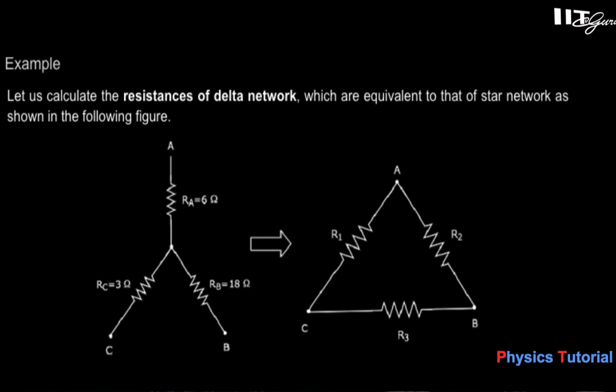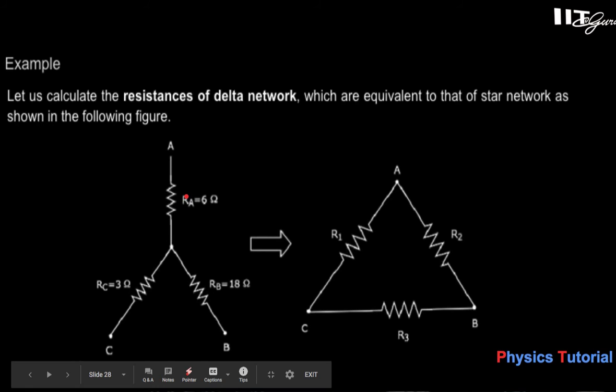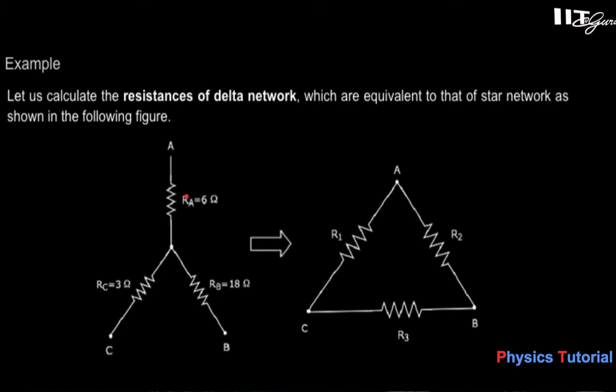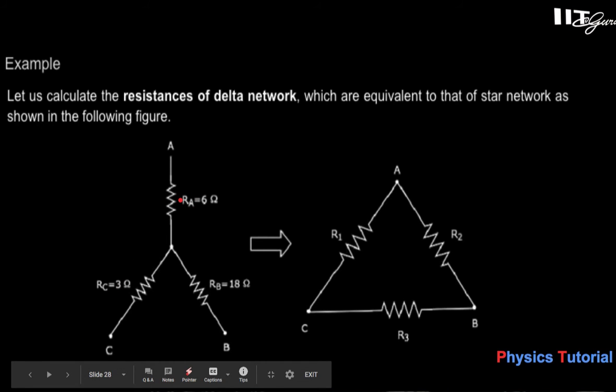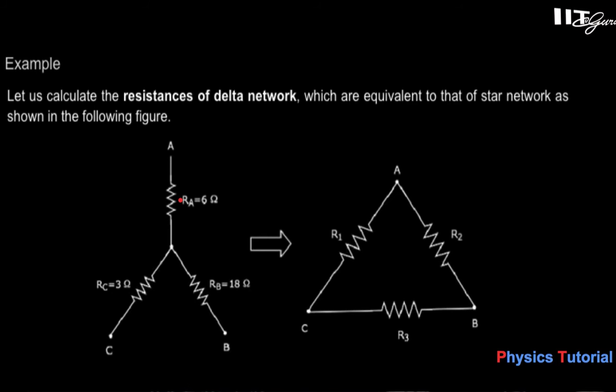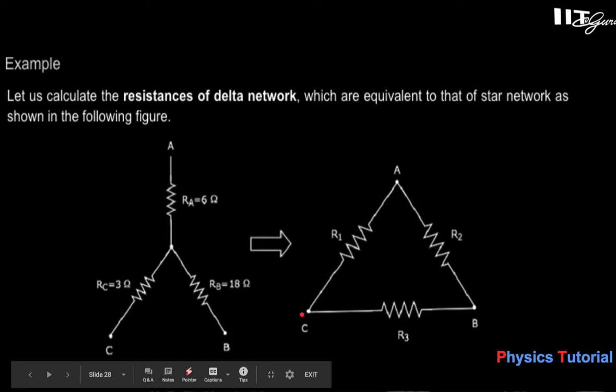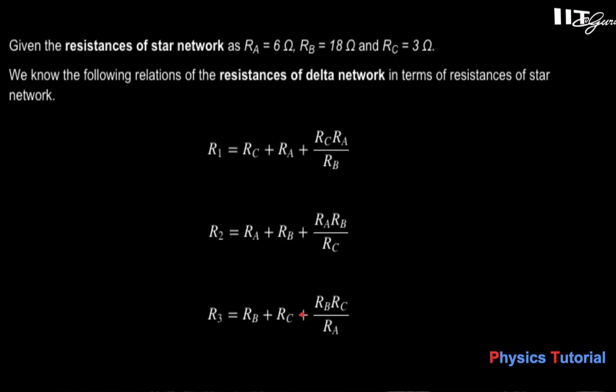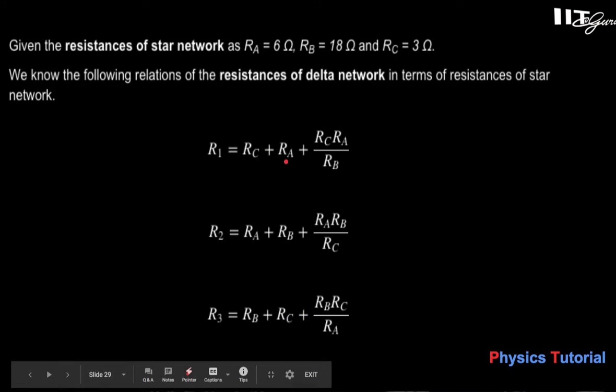As we have already discussed, R1 is connected between A and B, so how to find this? We have to practice with the formula. You have to make a product of RA and RC, or add RA and RC. No, first of all, as this is a star to delta conversion, the second formula applies. We have to add RA and RC, then make the product of RA and RC and divide it by RB. In this way you will get the result. So R1 equals RC plus RA plus RC RA upon RB. This formula you have to use.